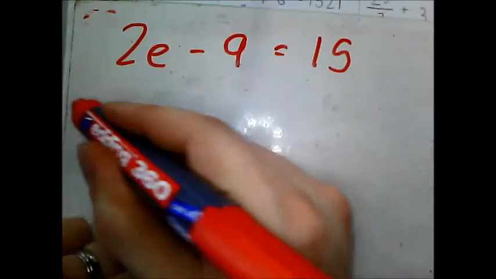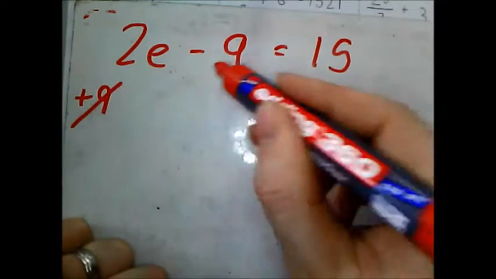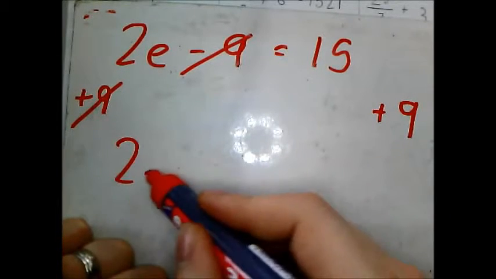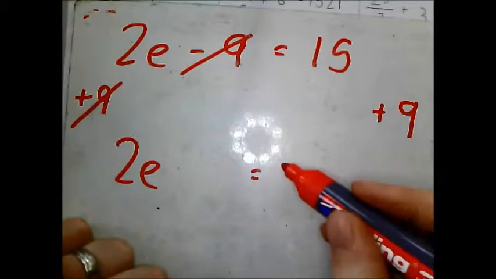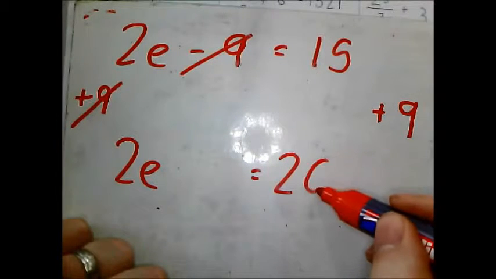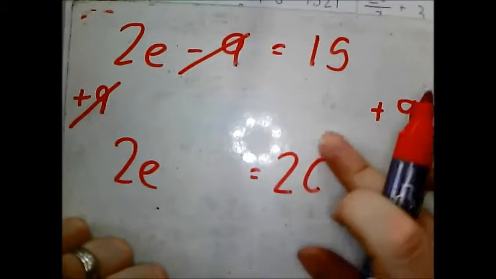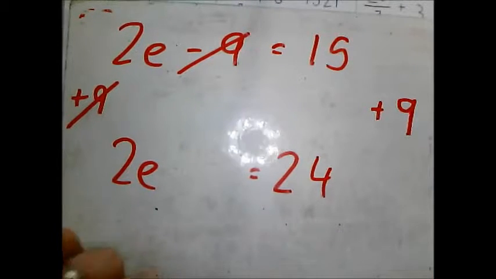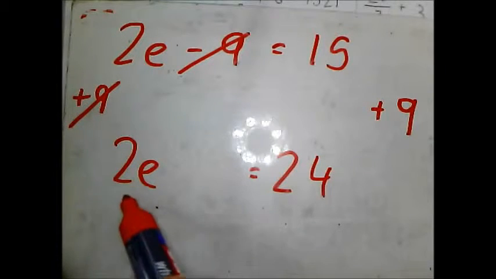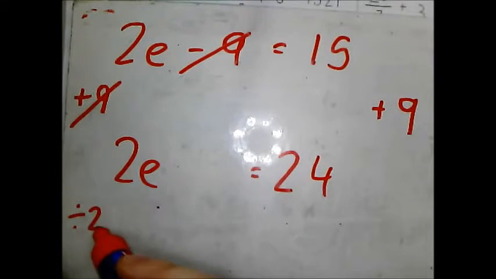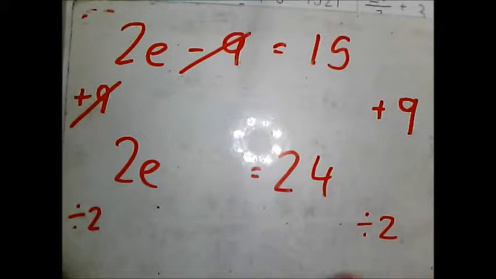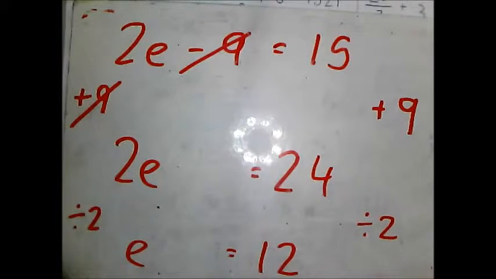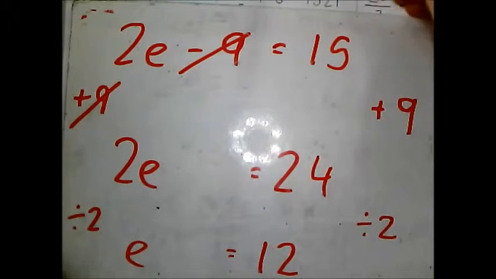So instead, I'm going to get rid of this take away 9. And the opposite of that is adding 9. So those will cancel, but I've got to do it to the other side so it balances. So I'm going to get 2e is equal to 15 plus 9. So that is 24, beg your pardon. Okay. And now I want to cancel out this 2 multiplied by e by dividing by 2. And now I will get e is equal to 24 divided by 2, which is 12.